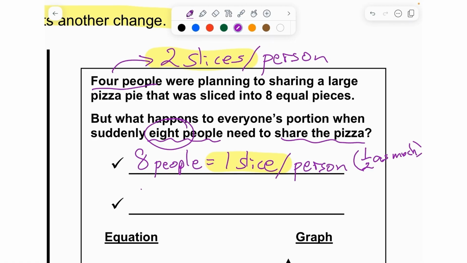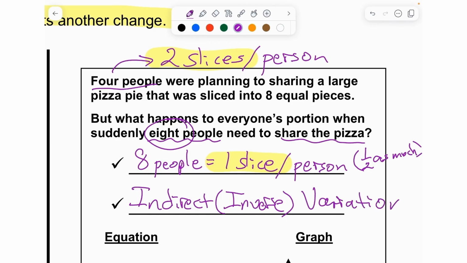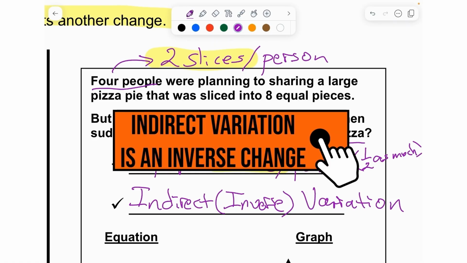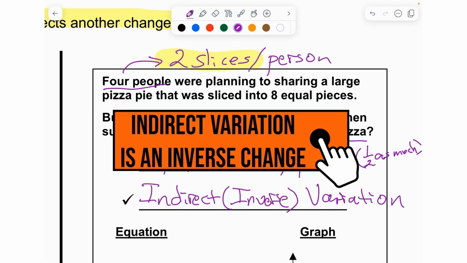Now, before you say, wouldn't that always happen? Well, yeah, if you have what's called indirect or sometimes inverse variation. We can use both words interchangeably. That's going to be when one change causes, I don't want to say opposite, but it causes the inverse change to the other value.